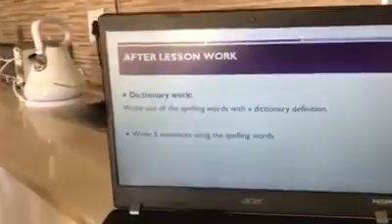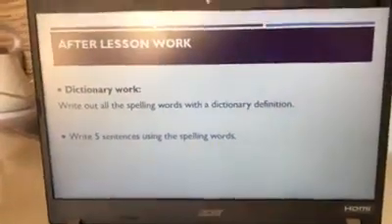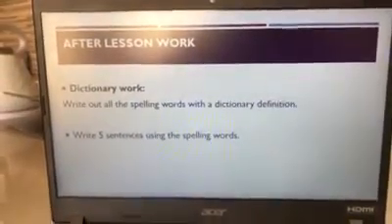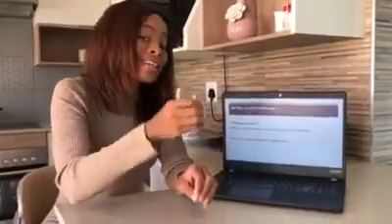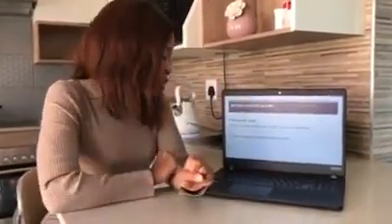All right. After lesson work. So this is what you're going to be doing after the lesson. Dictionary words. You need to write out all the spelling words with a dictionary definition. So in your book, you write out the word, and right next to it, you write the definition from a dictionary. You don't just write out a sentence that you feel would be suitable for it. No. You take the dictionary, you write exactly what's in the dictionary.